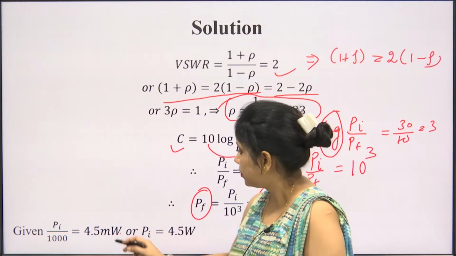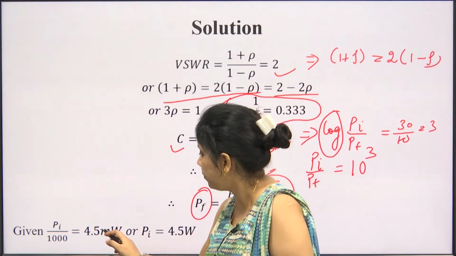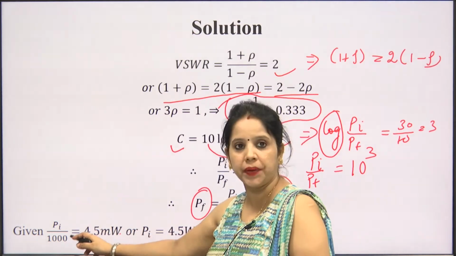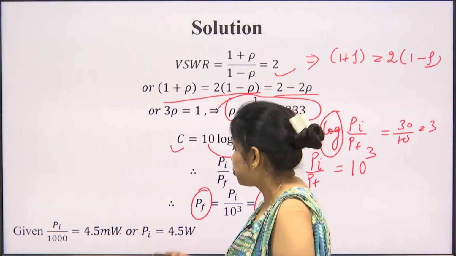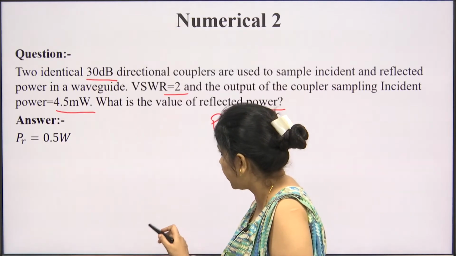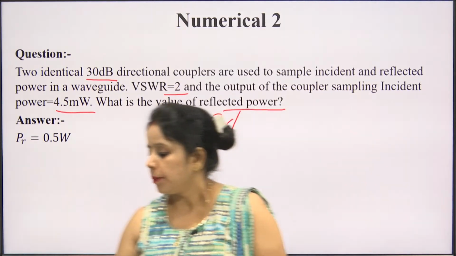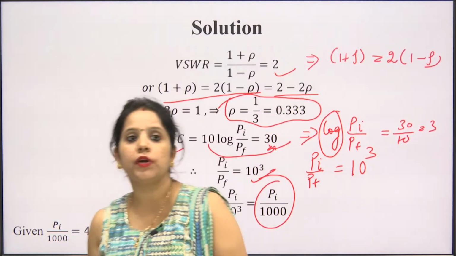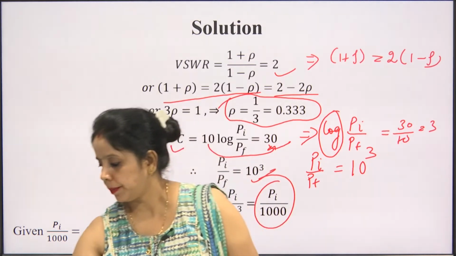Now, we have 4.5 milliwatt, and that is equal to Pi upon 1000. So, by this condition we are able to get our Pi, which is equal to 4.5 watt.